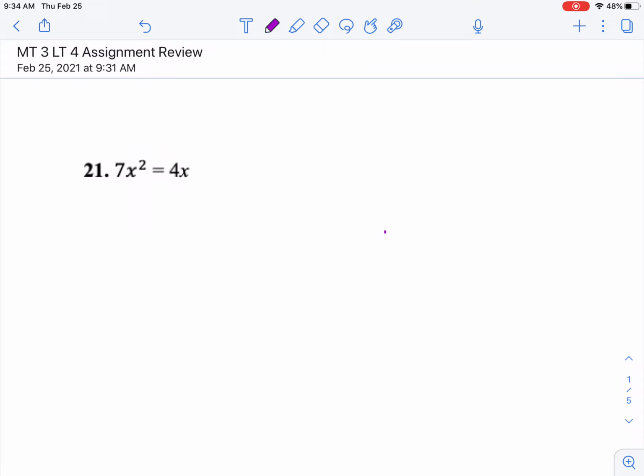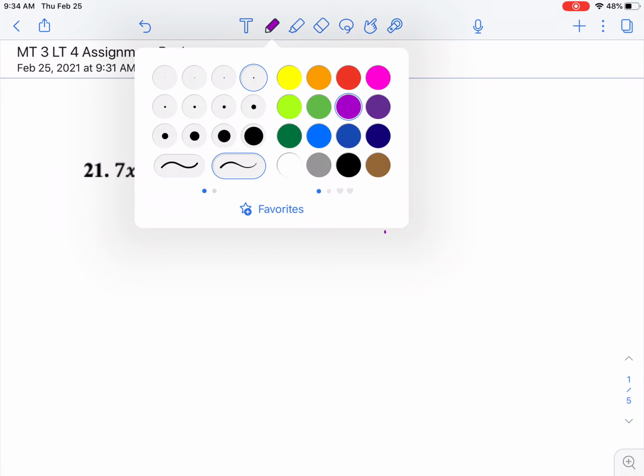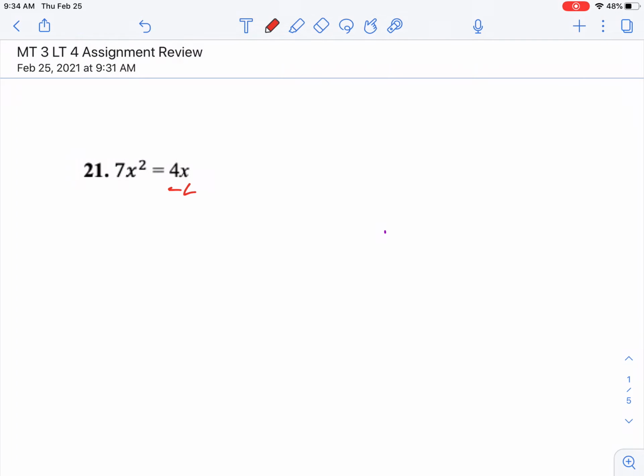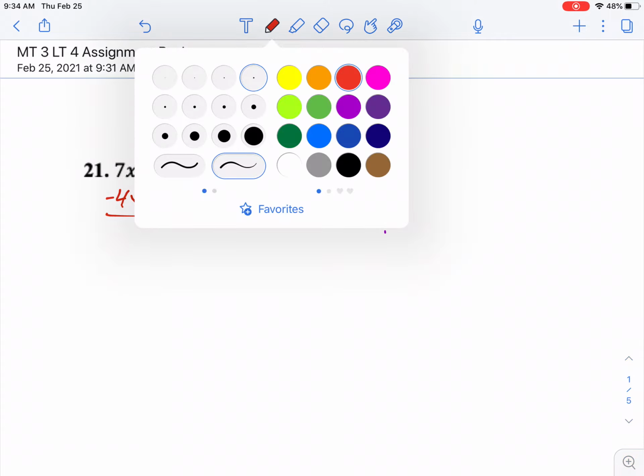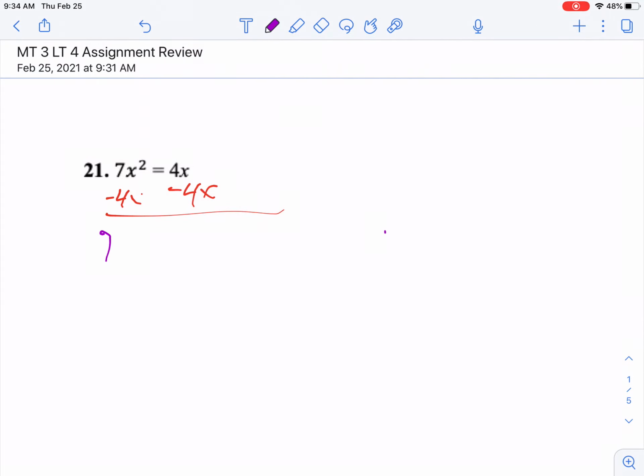I like to keep my leading coefficient positive, so I'm going to keep the x squared positive. So let's move the 4x. So we'll subtract 4x from both sides. And we get 7x squared minus 4x equals 0. Now we want to factor this.